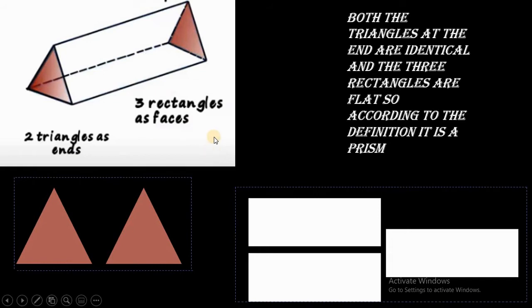Now I'm going to tell you how you can name a prism. You can name a prism on the basis of its ends. Name the prism according to the 2D flat shape at its ends. Here it is a triangular prism because the 2D flat shape on the end is a triangle. If it were a rectangle, it would be a rectangular prism. If it's a square, it would be a square prism.